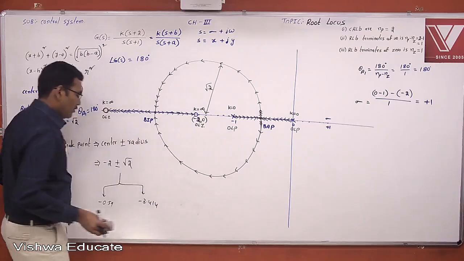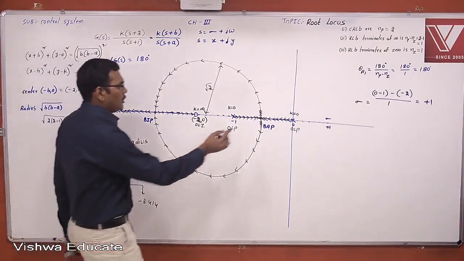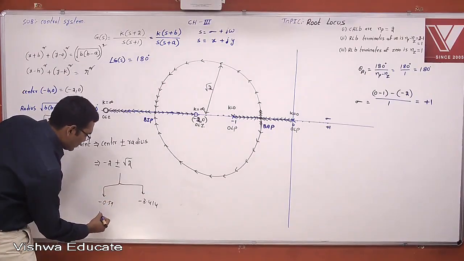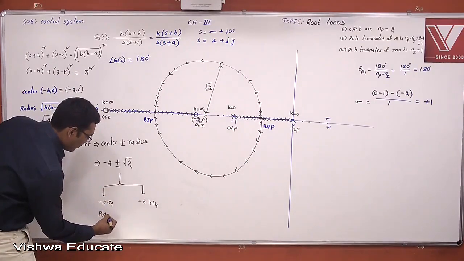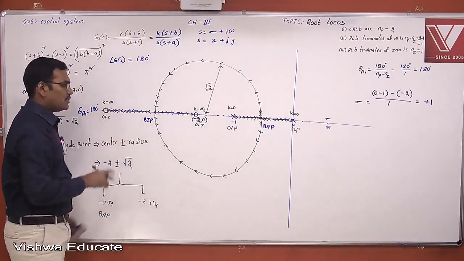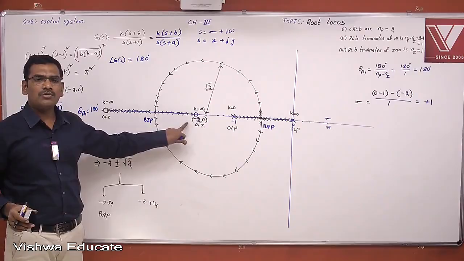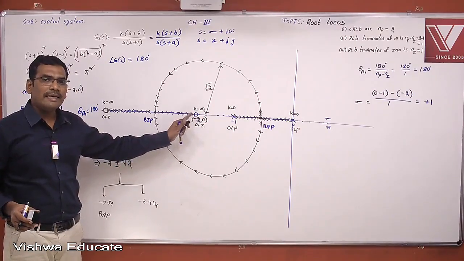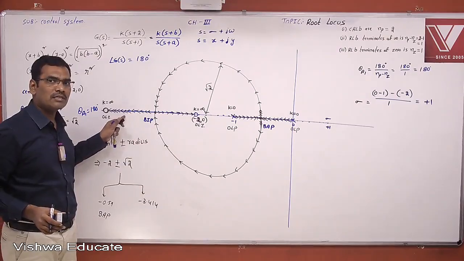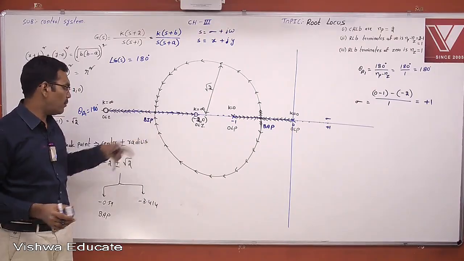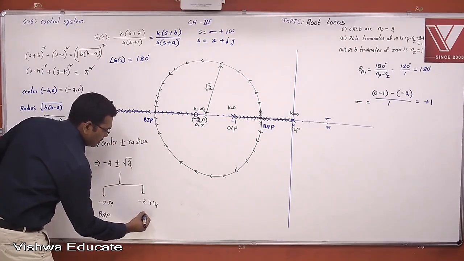Now see here, between 0 and minus 1, there is a breakaway point. Therefore, this is the breakaway point. And from minus 2 to minus infinity, on the leftmost side there is a zero at minus 2. After that zero, the entire real axis is a root locus branch. Now between this zero and minus infinity, there is a break-in point. Therefore, this is the break-in point.